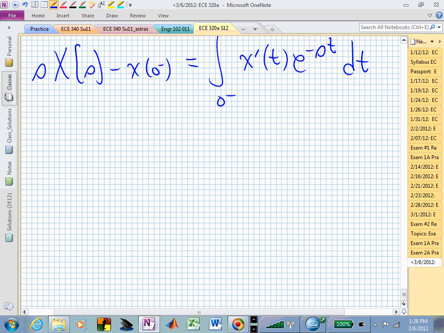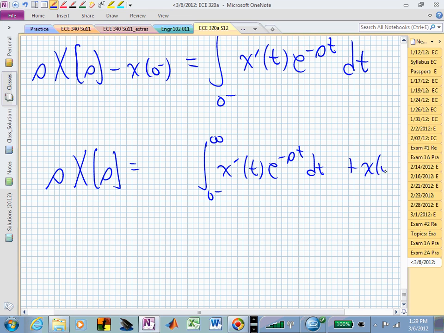That's now the definition of our Laplace transform. Let's now look at what we can do. Well, let's just keep this s capital X of s on the left and put the other piece on the right. And now the other piece on the right is this integral from 0 minus to infinity, x prime of t, e to the minus st dt, plus x of 0 minus. And what I want to do, actually, is look at this now as s goes to 0.